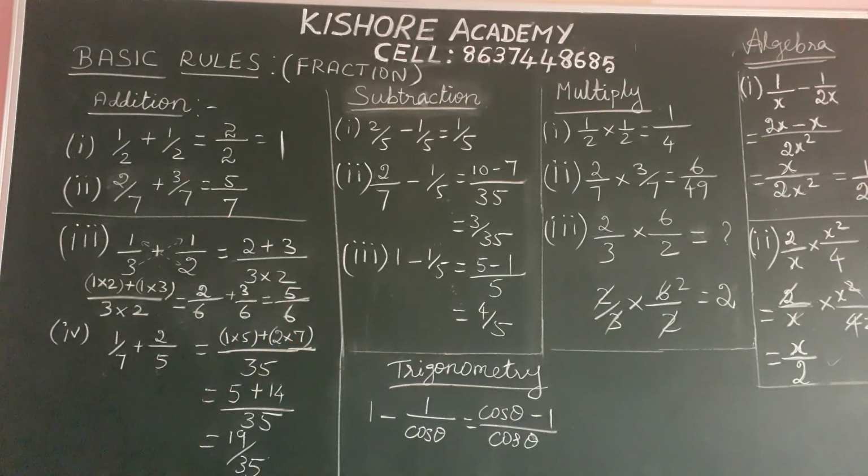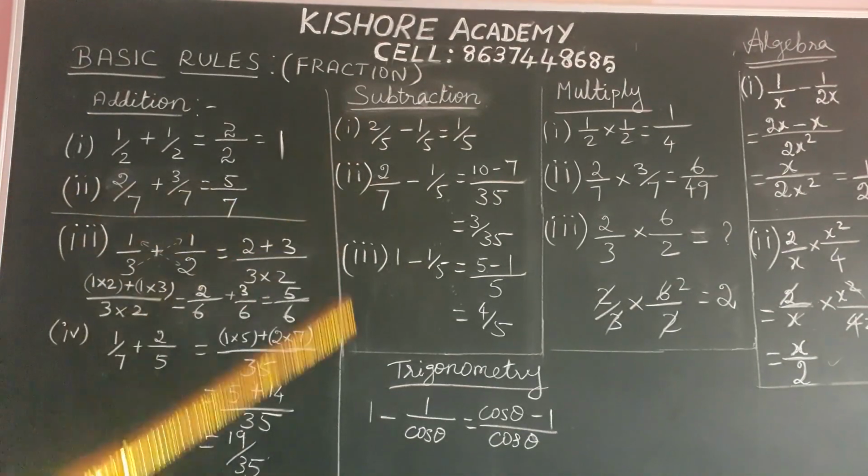See another sum. Here also the denominator values are not equal. 7 into 5 is equal to 35. Cross multiply. 1 into 5 is equal to 5, and 2 into 7 is equal to 14. So 5 plus 14 is equal to 19. 19 by 35. This is the answer. That's all. Now we come to subtraction.